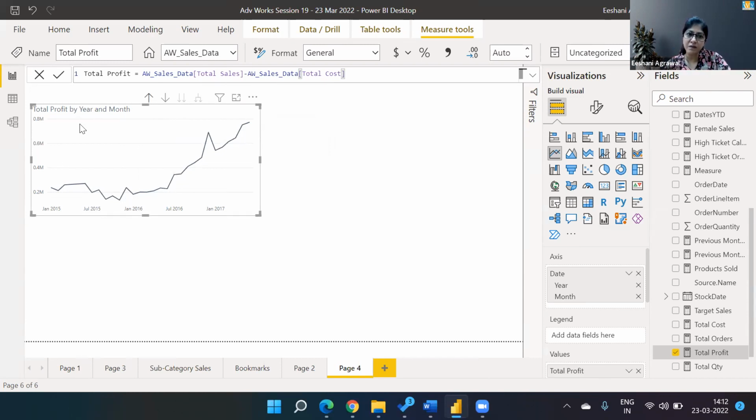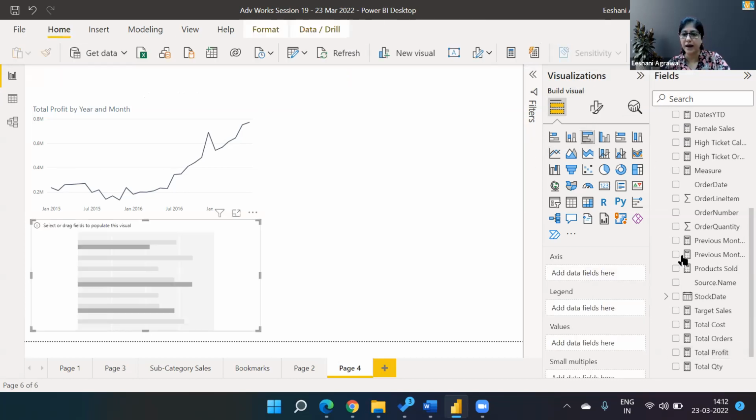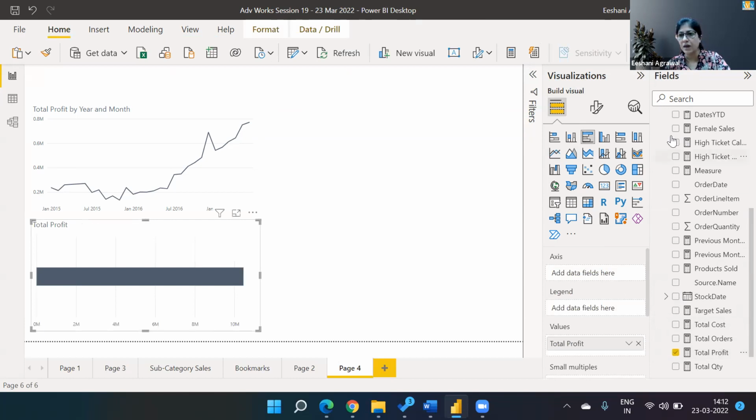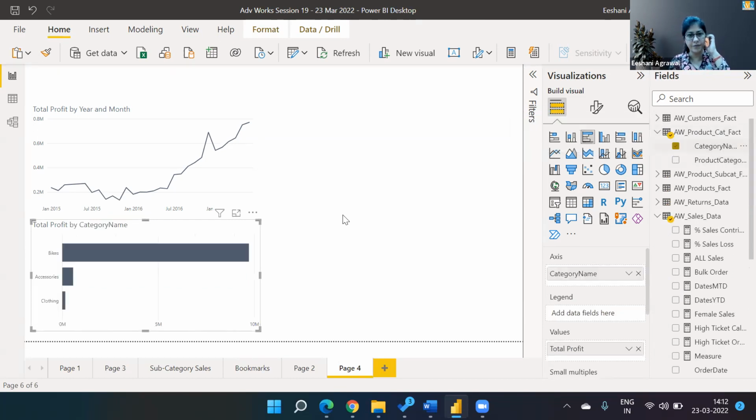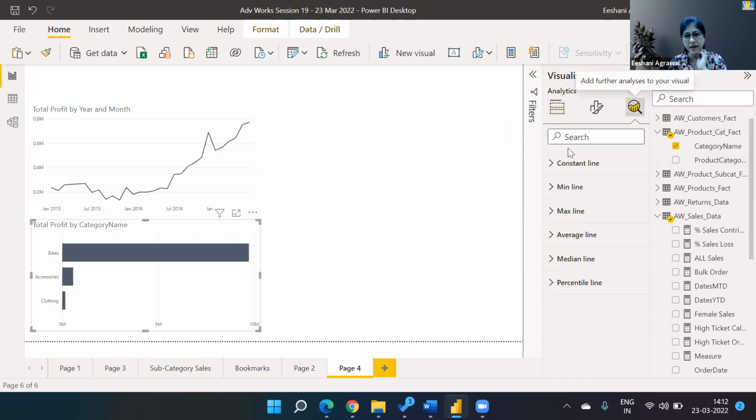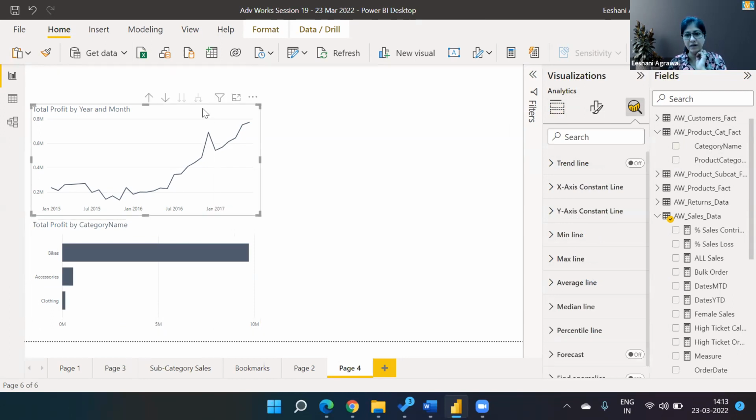Now you will see that in this particular type of chart, when I've selected it, a third icon has appeared, which is for analytics. It is not necessary all of the charts will have it. For example, if I have the total profits, and let's say I put it against the category name, and I've selected it, over here also it's there, but these are constant, min, max, average, versus when you select a line chart, there are many things over here. So depending on the chart type that you selected, you may have analytics, you may not have analytics, and the choices that you have in there may also vary.